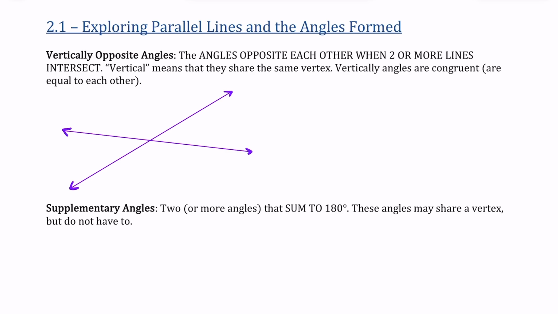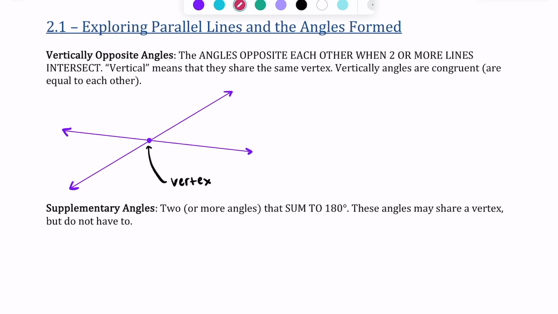Lines go on forever, whereas line segments don't. So either way, vertically opposite angles can exist on intersecting lines or line segments. But here I'm drawing two lines. I can tell because the arrows are on the end. Now, the point in which they cross is called the vertex. I'm going to label that. That's the vertex.